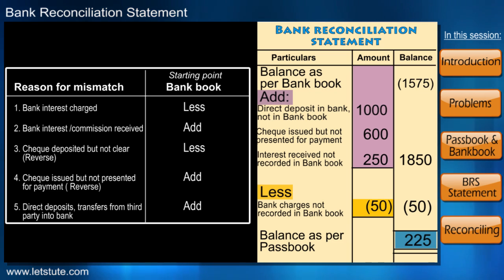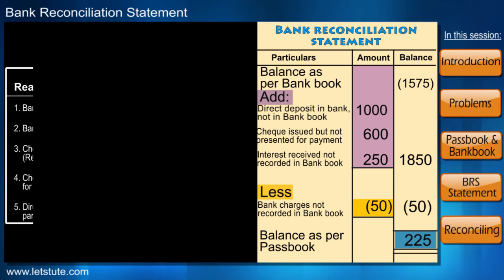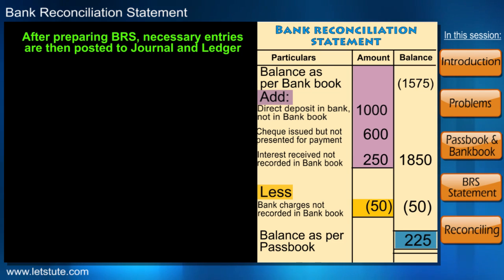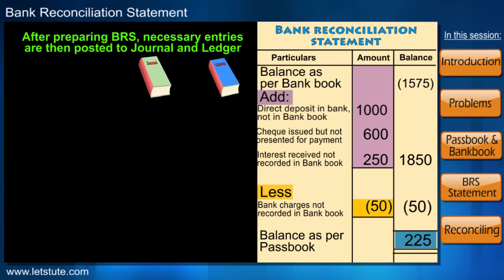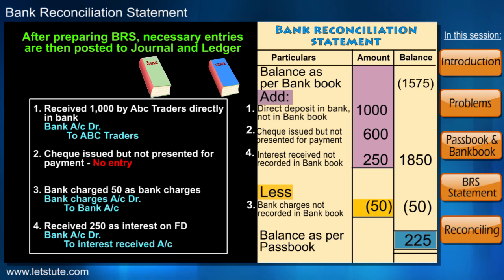But before proceeding, we will need to go back to all our books, journal and ledger, and pass the necessary entries for which transactions took place and there was no intimation given. So with this, we have completed preparing the BRS statement and making the necessary changes.